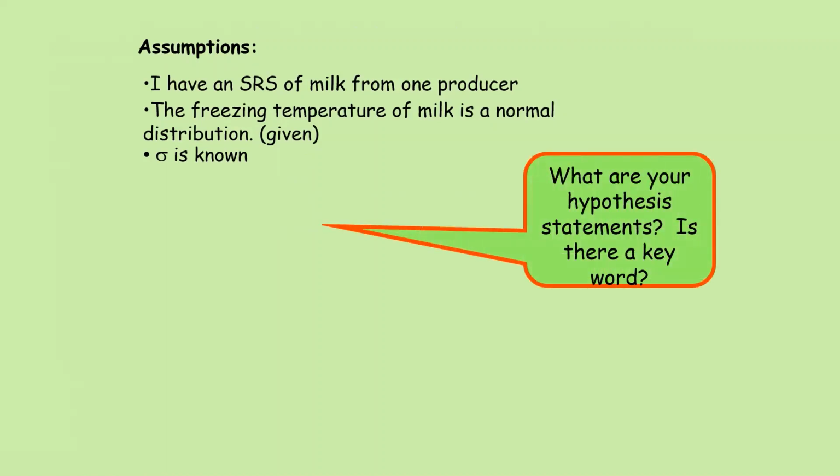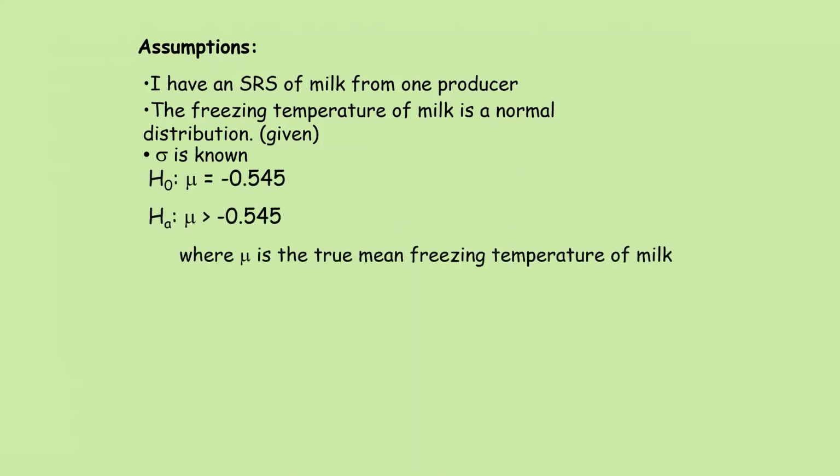So to start proceeding, we need to state our hypotheses. We are first going to assume our null is that mu equals what they say, negative 0.545, but we are assuming that the water level is greater, so mu is greater than negative 0.545, where mu is the true mean freezing temperature of milk. Again, don't forget to label your variable.